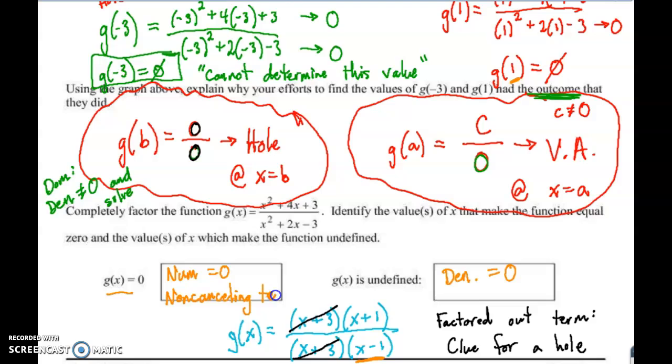So what do I mean by that? Is the canceling term, I said this wrong earlier. I should go back and fix it, but I'm just going to say it right here. The factored out term that cancels, the canceled out factored term is your clue for a hole.